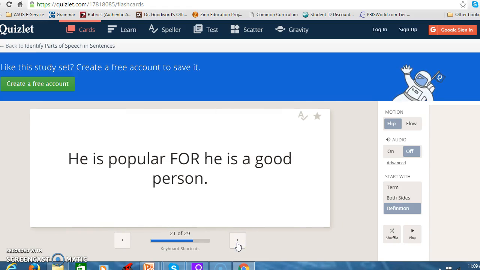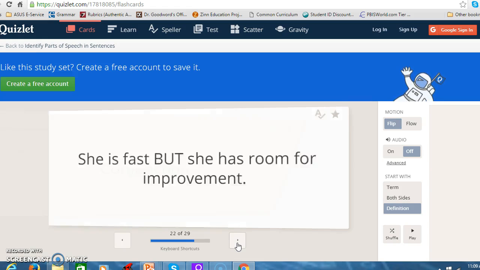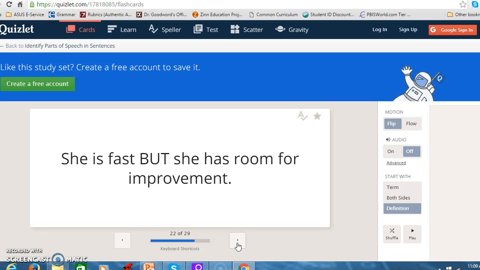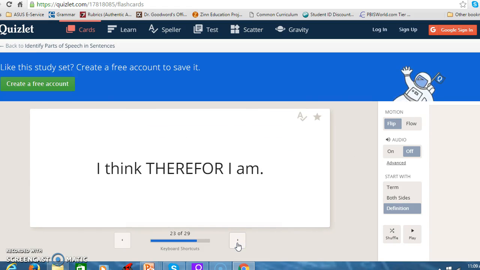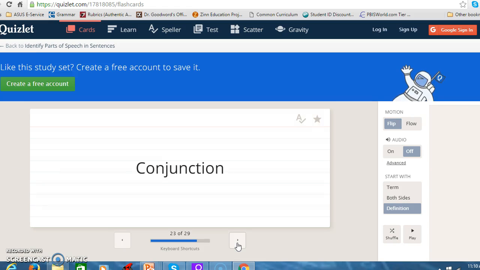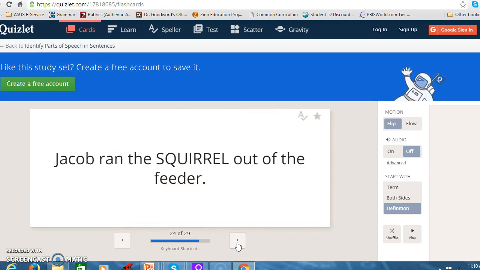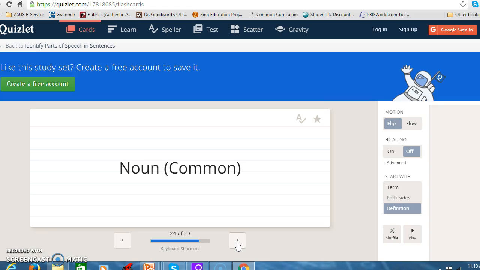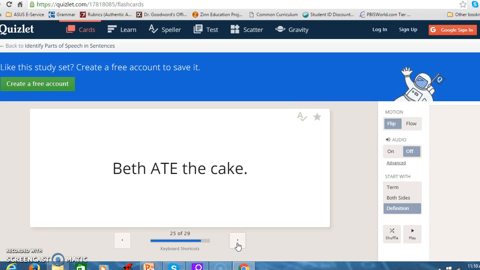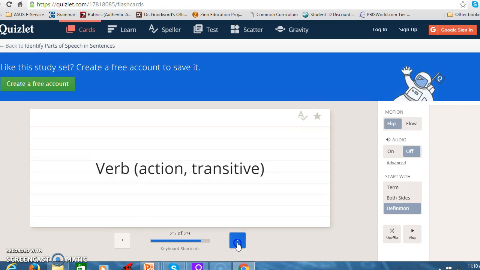Again, another conjunction. She is fast, but she has room for improvement. Again, another conjunction. I think, therefore I am. A word connecting two ideas is a conjunction. Is the squirrel a person, place, or thing? If so, it is a noun. Beth took what action toward the cake? If it's an action, it is a verb.